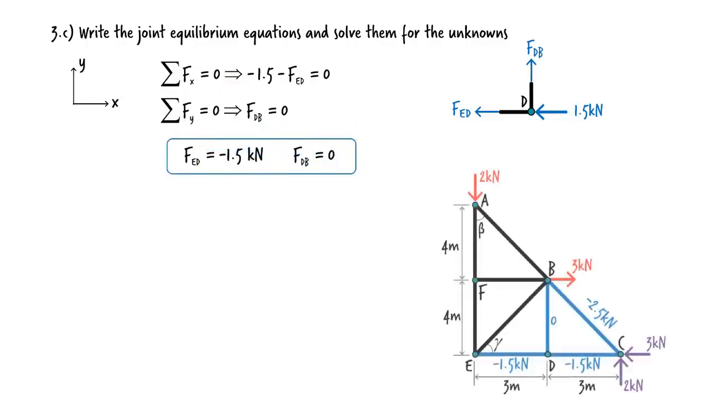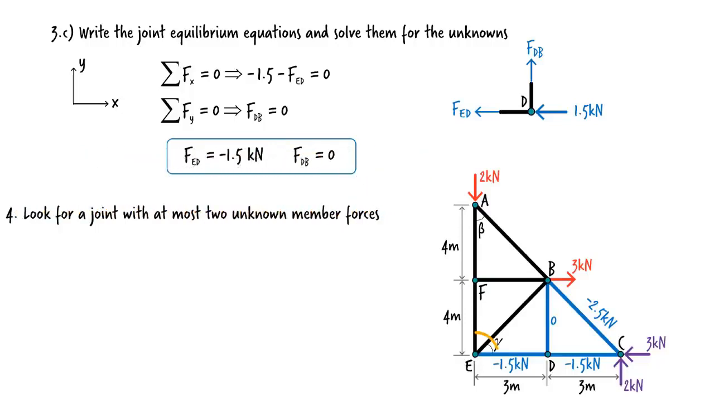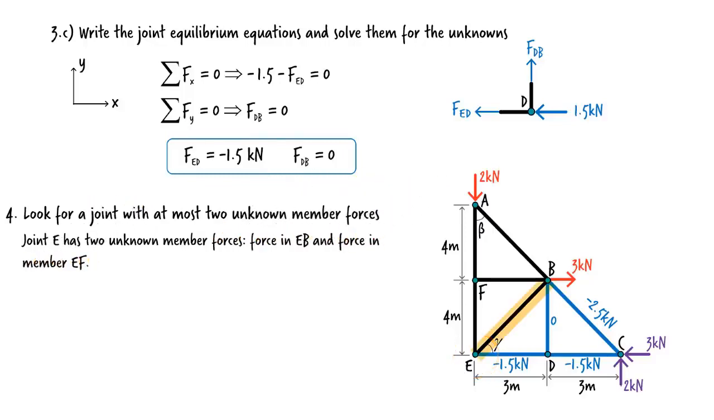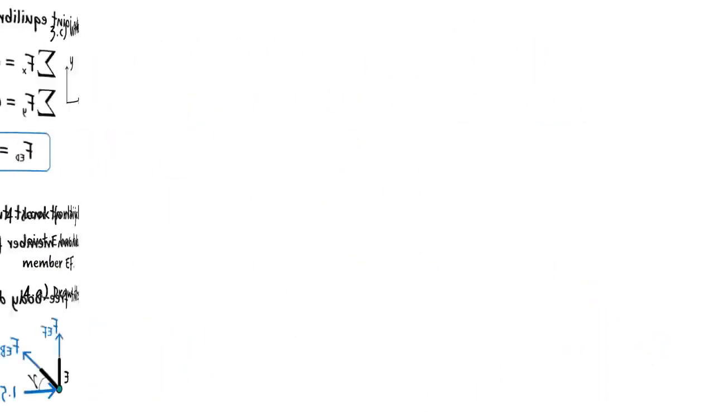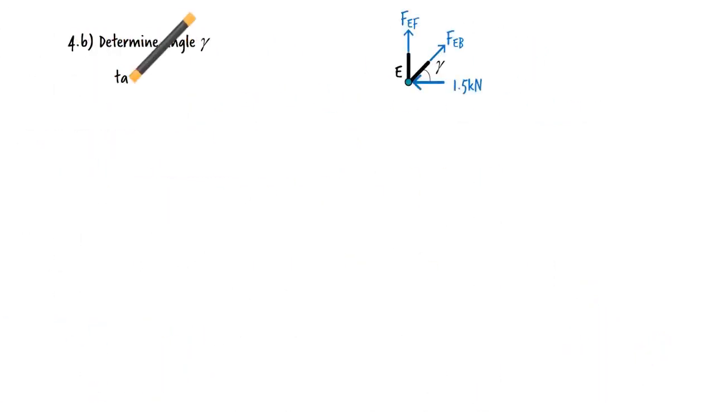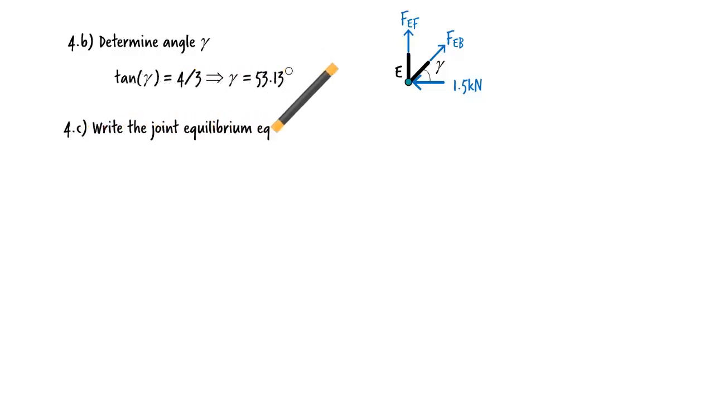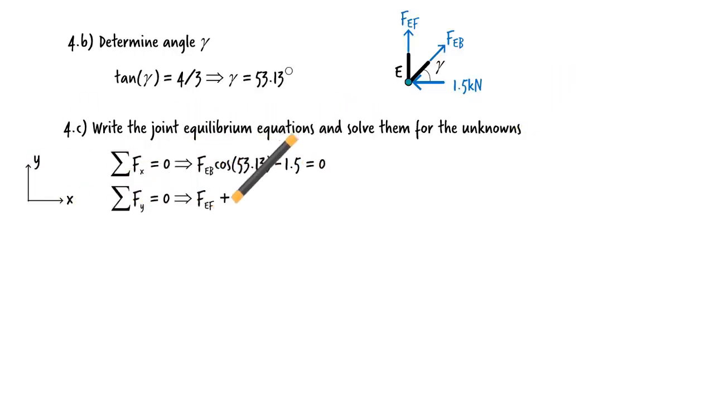Let's look for another joint with at most two unknown forces. At joint E, we have the force in member EB and the force in member EF. Here is the free body diagram for the joint. We need to calculate angle gamma. Now we can write the joint equilibrium equations and solve them for the two unknown forces.